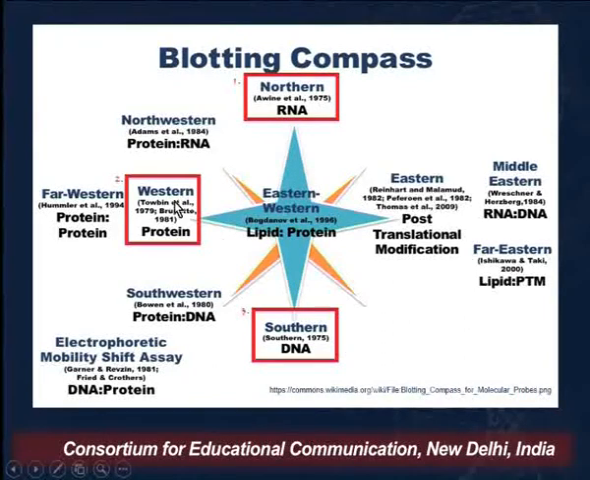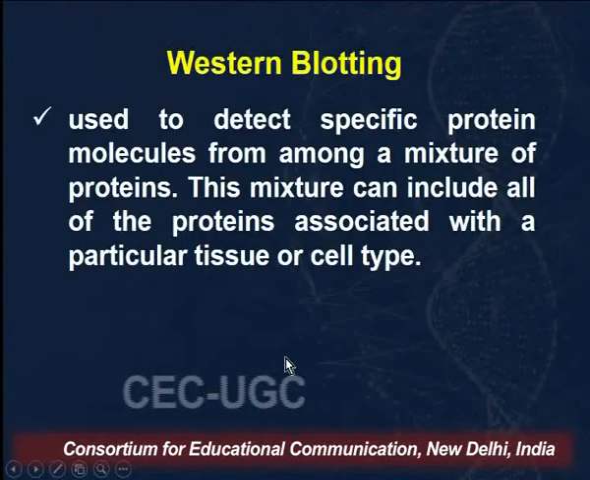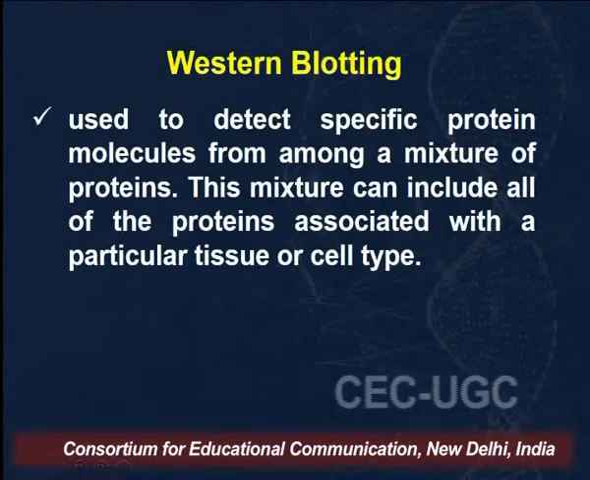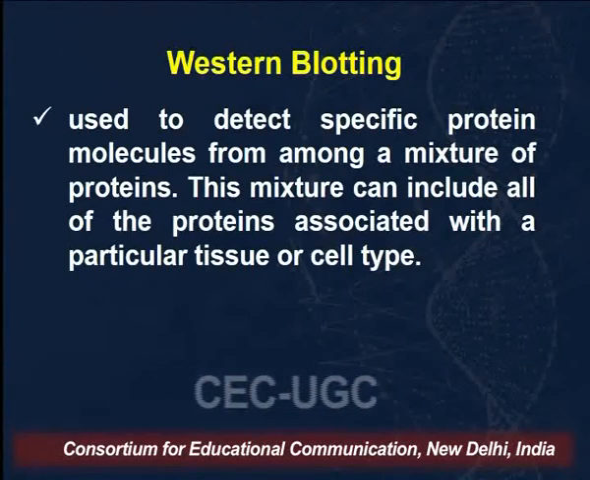Primarily, these three techniques are used in biotechnology: southern blotting for DNA, northern blotting for RNA, and western blotting for proteins. In fact, when there is a protein-DNA interaction, for example, in electrophoretic mobility shift assay, similar techniques range out from all these different blotting techniques. So as I said, today we will be talking about western blotting, which is used to detect specific protein molecules from among a mixture of proteins. This mixture can include all of the proteins associated with a particular tissue or cell type.